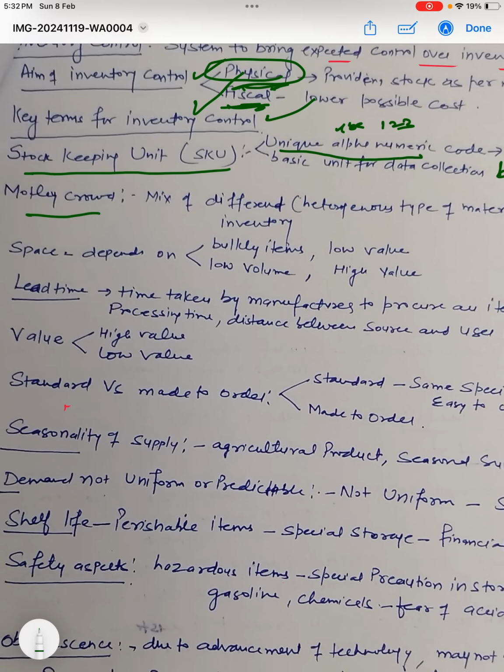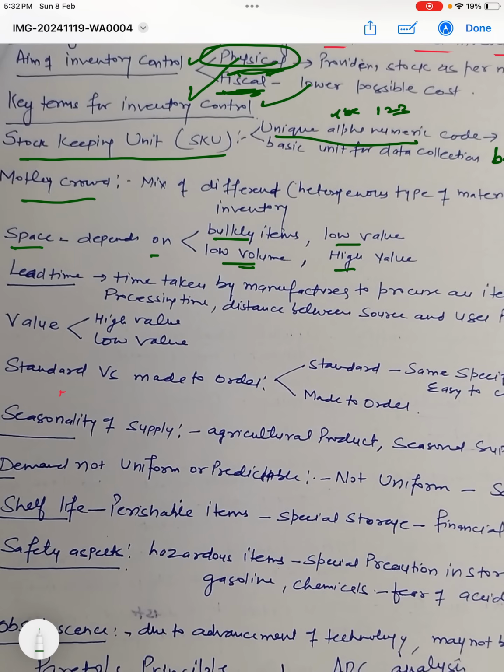Now there are other factors which help us decide whether to keep more or less inventory. Space: it depends on whether the item is bulky and low value, or low volume and high value. Lead time: let's say I place the order today and it takes 10 days to receive it. Those 10 days are the lead time, the time gap between placing the order and receiving the product. The more the lead time, the more inventory I need to keep. Less lead time, less inventory.